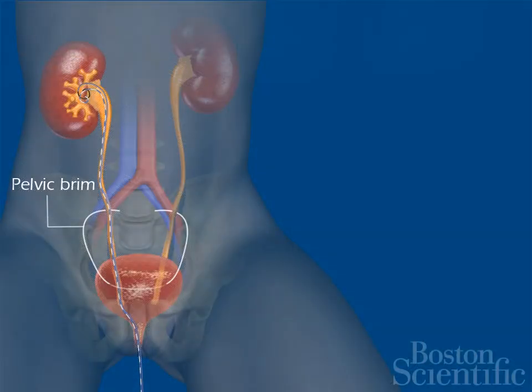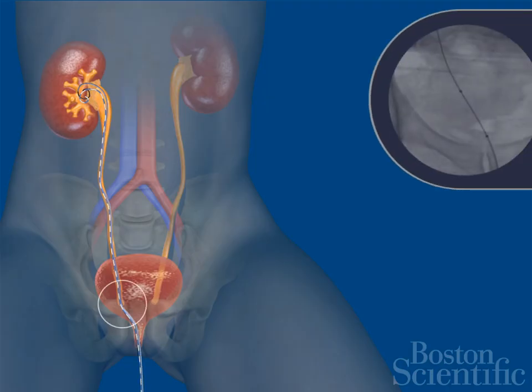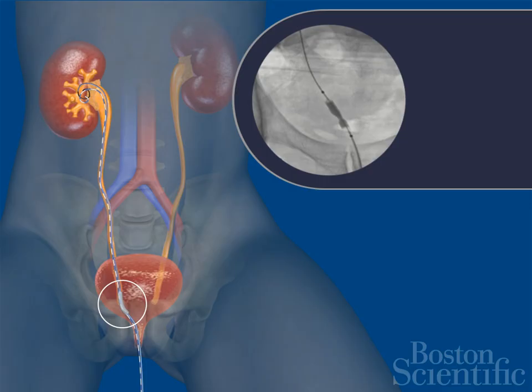Insert the balloon catheter over the working wire. Observe the radio-opaque markers inside the balloon to designate its location. Inflate the balloon catheter. Deflate and remove the balloon.